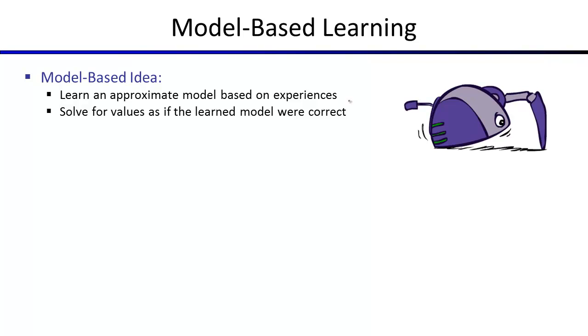Okay, so this is the main idea. You collect experience. From that experience, learn a model, then use that learned model, and run, let's say, value iteration or policy iteration to find the optimal policy for the learned model, which in this case means learned reward function and learned transition model.